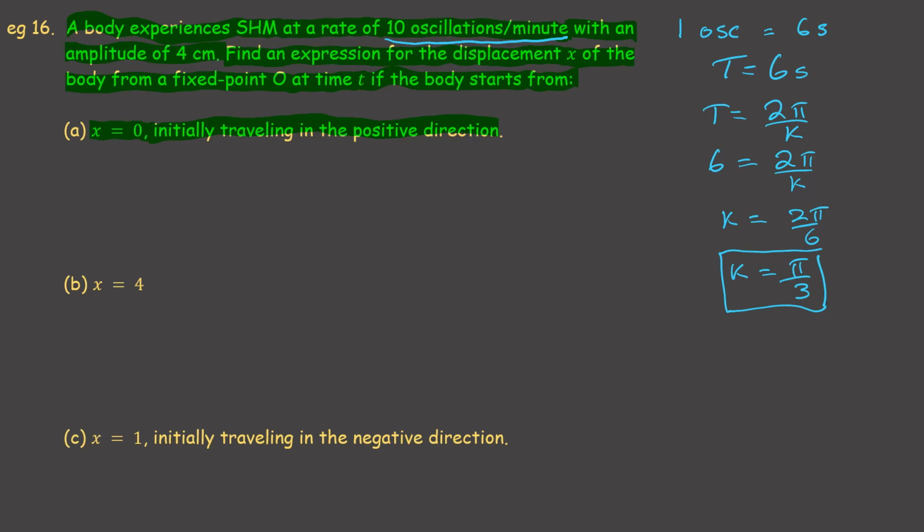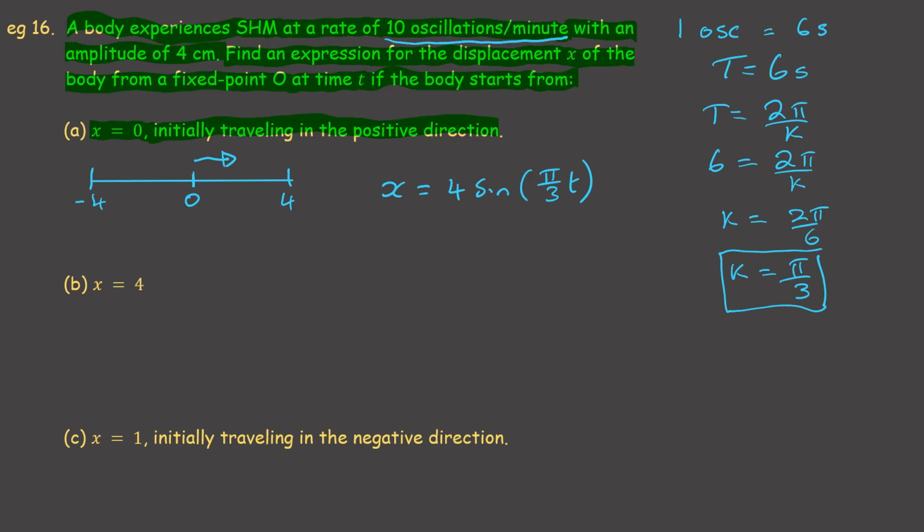Now, in the first part of the question, we're starting here. We know the amplitude is 4. We're starting here and going this way. And as we said in the introduction, that's usually just given as a sine and we don't need an angle. So x is going to be 4 sine pi by 3t.